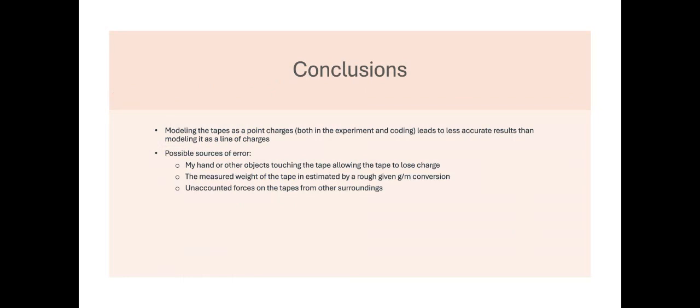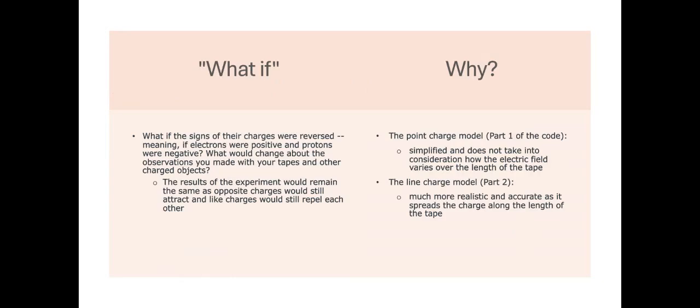Possible sources of error were objects touching the tape, allowing the tape to lose some of its charge, and measuring the weight of the tape and the length, which is also not exact. There were also unaccounted forces on the tape from other surroundings, like air resistance and such.